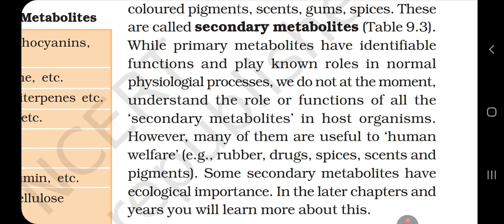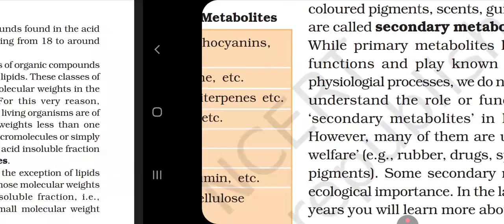While primary metabolites have identifiable functions and play known roles in normal physiological processes, we do not at the moment understand the role or functions of all the secondary metabolites in a host organism. However, many of them are useful to human welfare, for example rubber, drugs, spices, scents and pigments. Some secondary metabolites have ecological importance. In the later chapters and years, you will learn more about this.